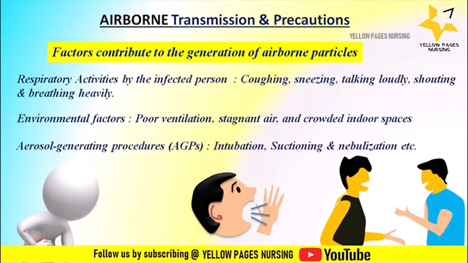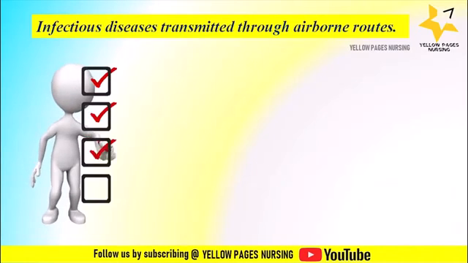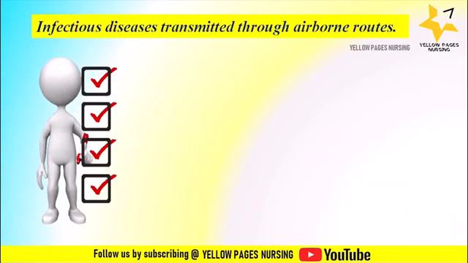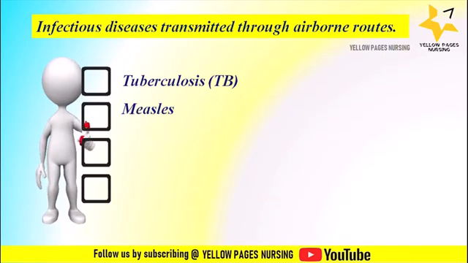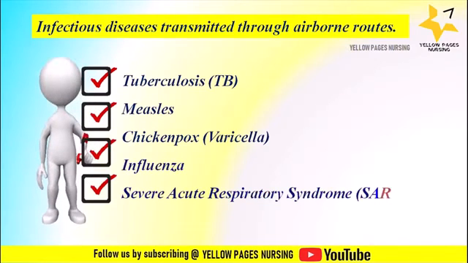For example, intubation, bronchoscopy, nebulizer treatments, or high flow oxygen therapy. These procedures can produce a significant amount of aerosols, increasing the risk of airborne transmission to healthcare workers. Now, let's discuss infectious diseases that are transmitted through airborne routes. They include tuberculosis, measles, chickenpox, influenza, and severe acute respiratory syndrome.